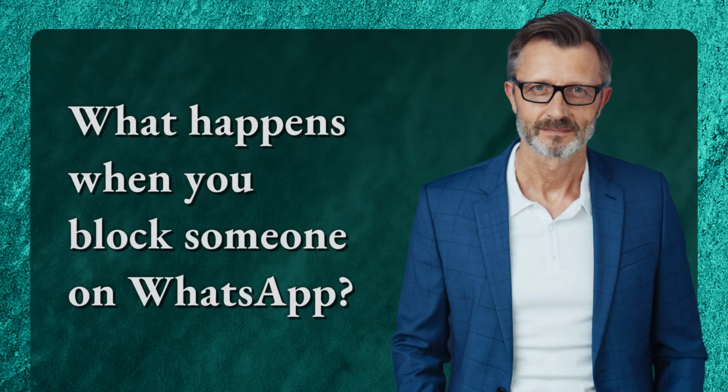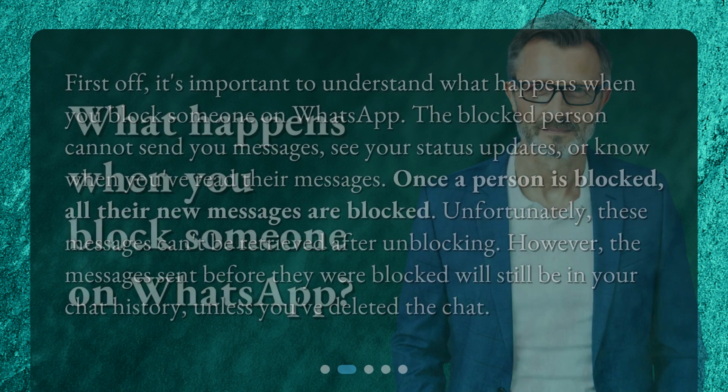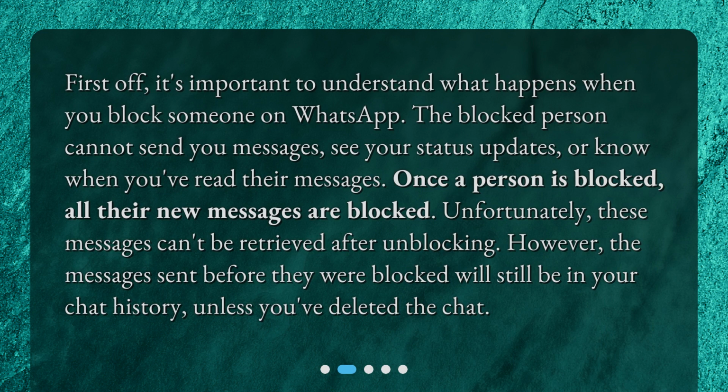What happens when you block someone on WhatsApp? First off, it's important to understand what happens when you block someone on WhatsApp. The blocked person cannot send you messages, see your status updates, or know when you've read their messages. Once a person is blocked, all their new messages are blocked. Unfortunately, these messages can't be retrieved after unblocking. However, the messages sent before they were blocked will still be in your chat history, unless you've deleted the chat.